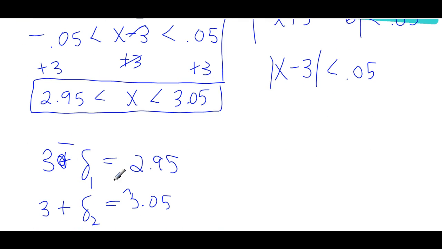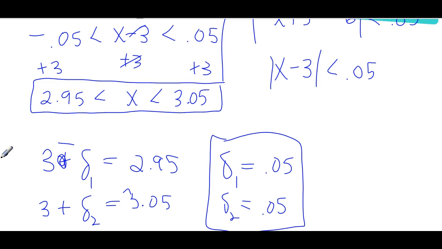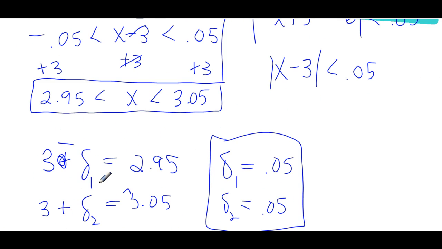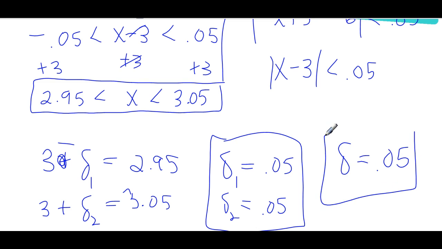So we subtracted some number from 3, we got 2.95. We added some number to 3, we got 3.05. So in both cases, delta 1 and delta 2 are equal in this one. They're both 0.05. But again, why is that? In the other videos I said they'll be different, unless it's a line. And this simplifies to a line, mx plus b. So 1x plus 3, that is a line. So in this case, delta 1 is equal to delta 2, and that just means that we're dealing with a line here. So delta is 0.05, and that's the delta that we're looking for.